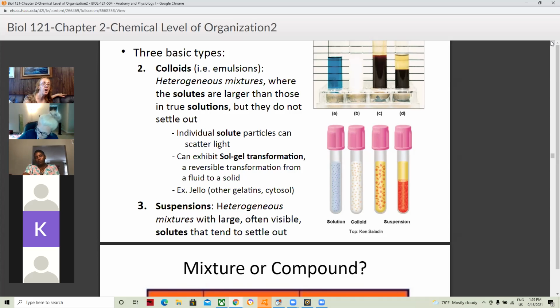Sometimes, I know with my cats, they give me a medicine that's in glycerol. I don't have to shake it because it's a colloid. It doesn't settle out.